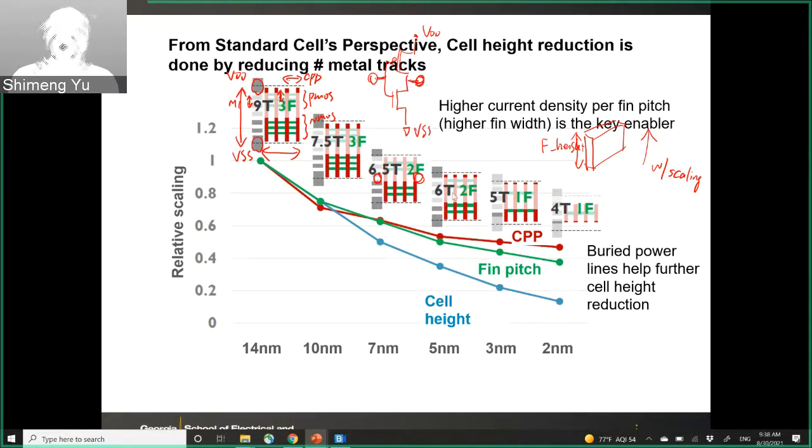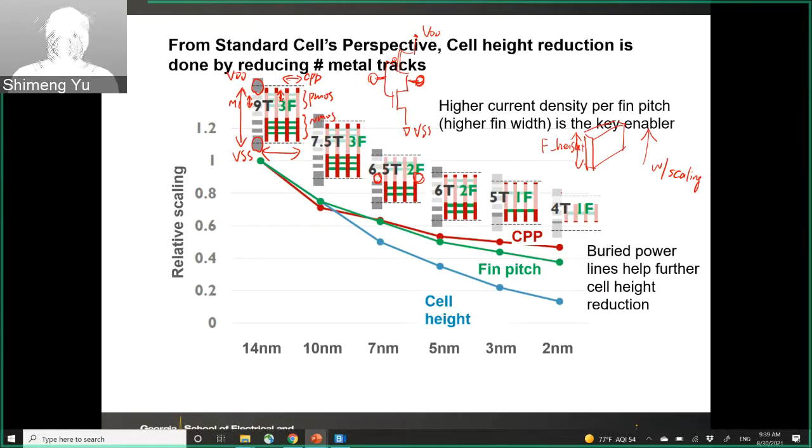So this is another way to increase the integration density, even though we know that the gate length does not scale, and also we have difficulties to further scale CPP and the M1 pitch. But you can further exploit the third dimension, because you can make the third dimension higher and higher, and then you can further increase the density from this perspective. And in the future nodes, like 3 nanometer or 2 nanometer, there is one possible way to further reduce the number of metal tracks.